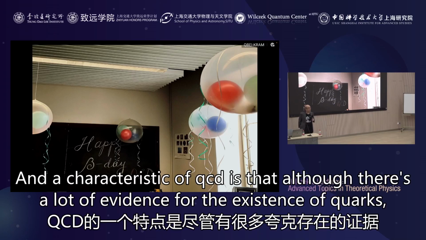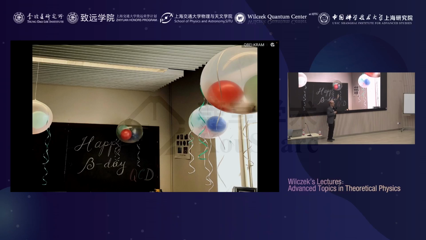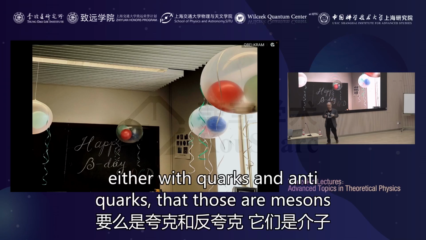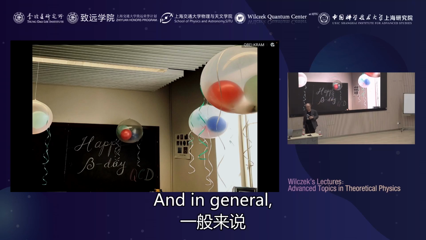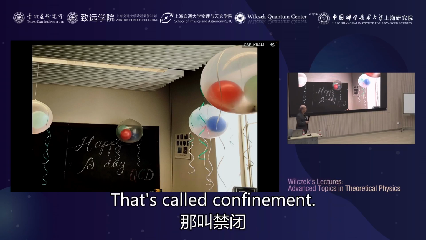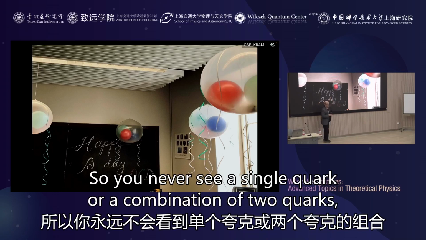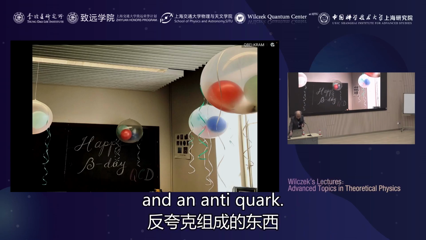A characteristic of QCD is that although there's a lot of evidence for the existence of quarks, and I'll show you momentarily how direct and dramatic that evidence is, we never see quarks in isolation, but always inside bags, either with quarks and antiquarks, those are mesons, or in combinations of 3 quarks that are baryons. And in general, the number of quarks minus antiquarks has to be a multiple of 3. That's called confinement. So you never see a single quark or a combination of 2 quarks, but you can see things that are made out of 3 quarks or a quark and an antiquark.